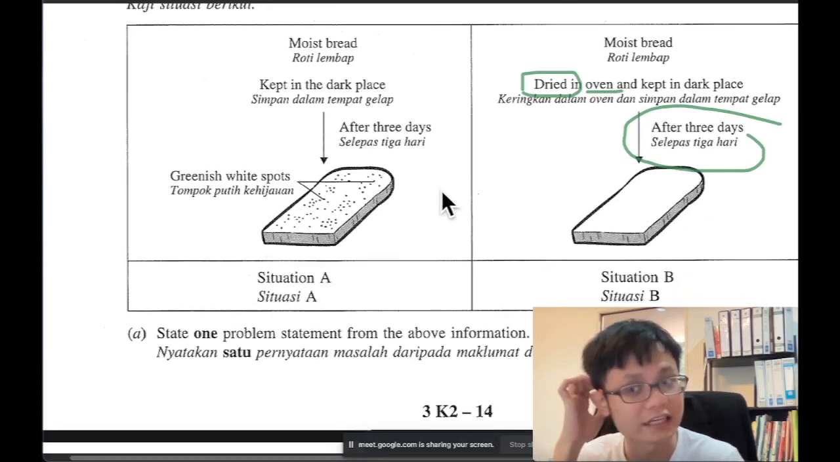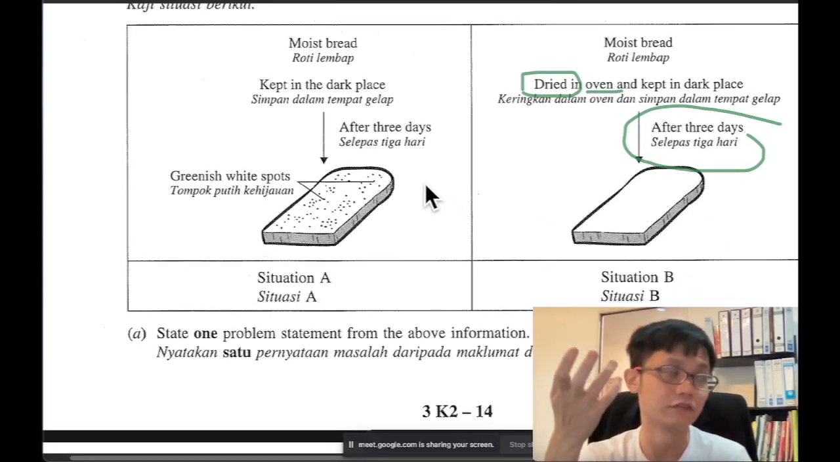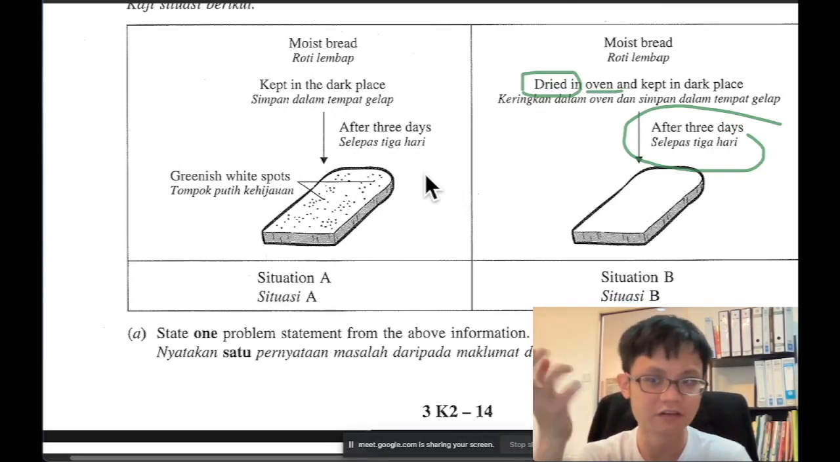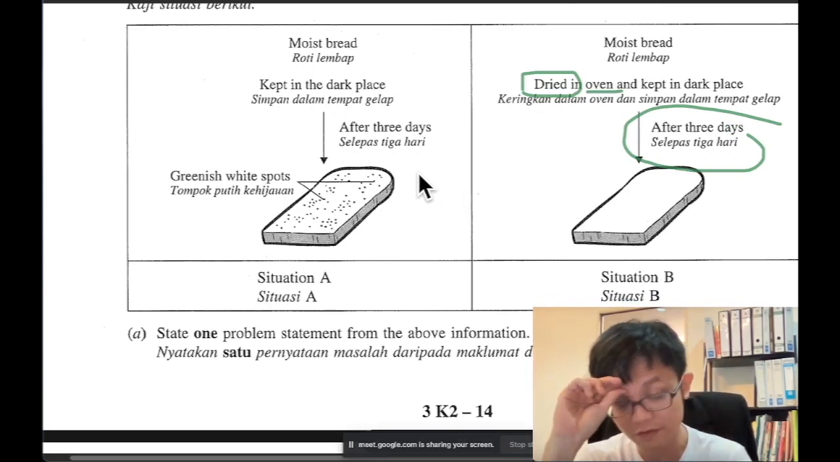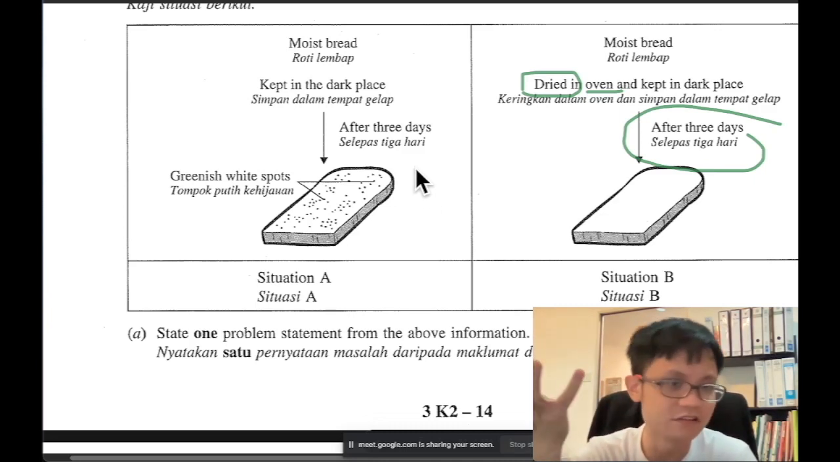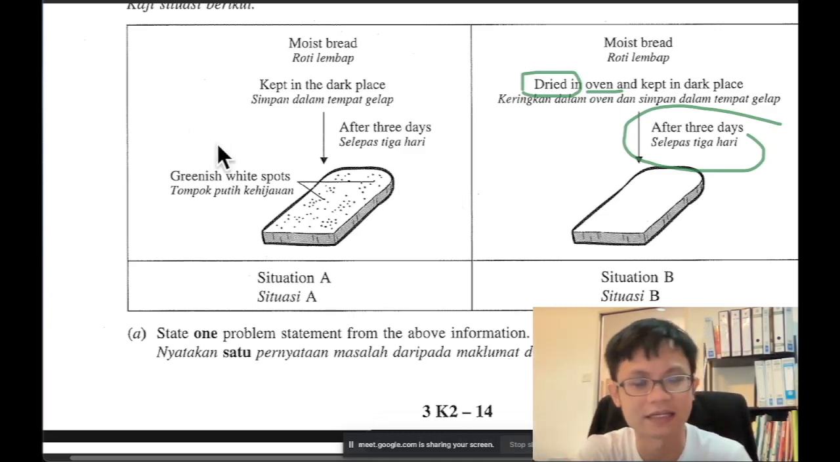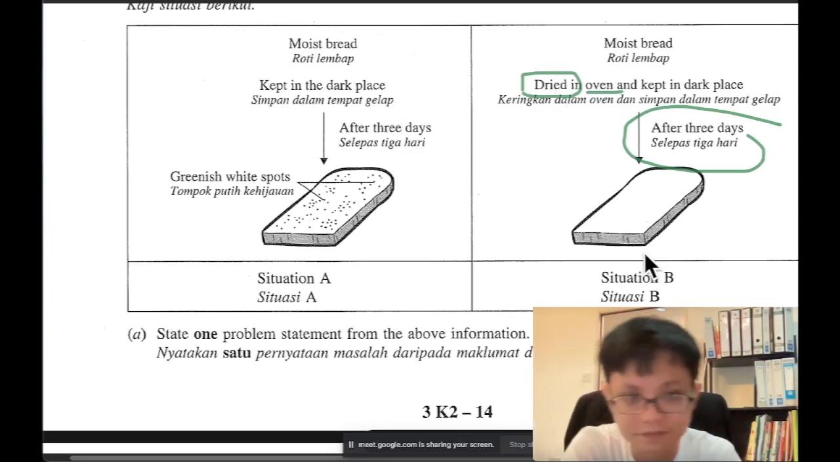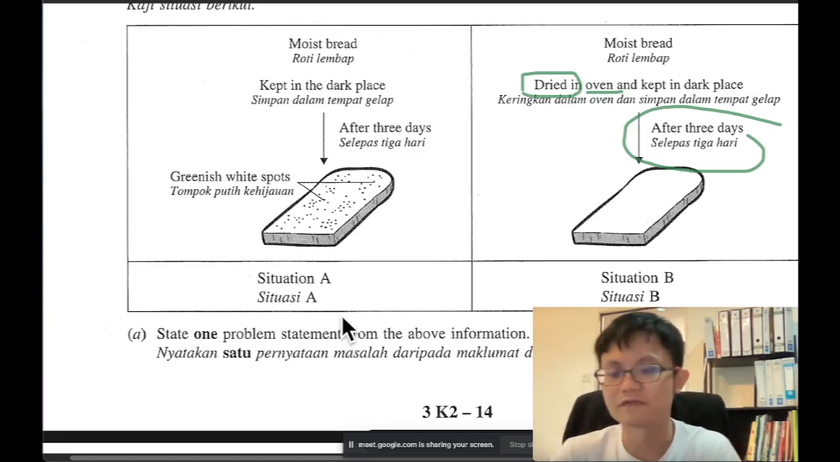Both can also be used to heat up food. Whether you want to heat your food using an oven or using a microwave, you can still do that. It doesn't really matter. It's just the way they function is different. Okay, so you put it in an oven and you heat it up. State one problem statement. So what is the problem statement for this question?